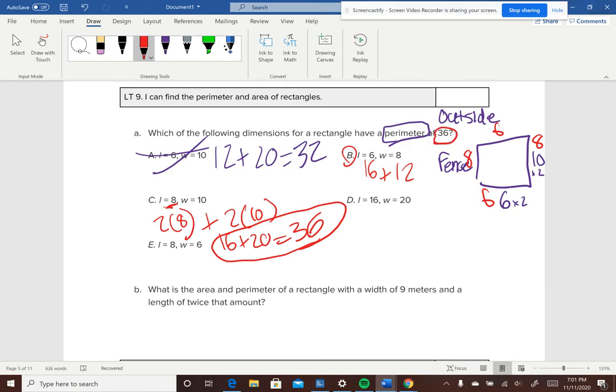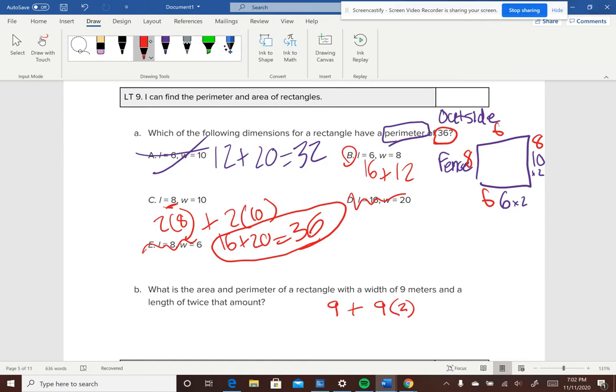And we are golden. We don't even need to check D and E, although it might not be a bad idea on a test to do that. All right, looking at part B. What is the area and perimeter of a rectangle with a width of 9 meters and a length that is twice that amount? Okay, so here we can just use algebra again. We could say 9 plus 9 times 2.